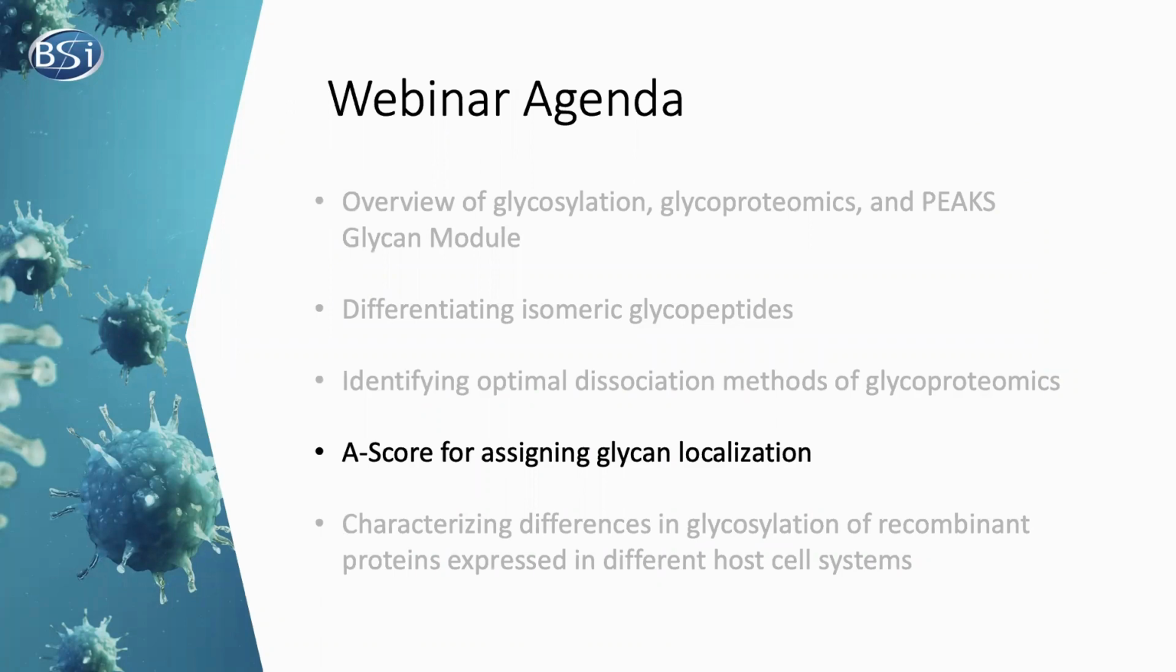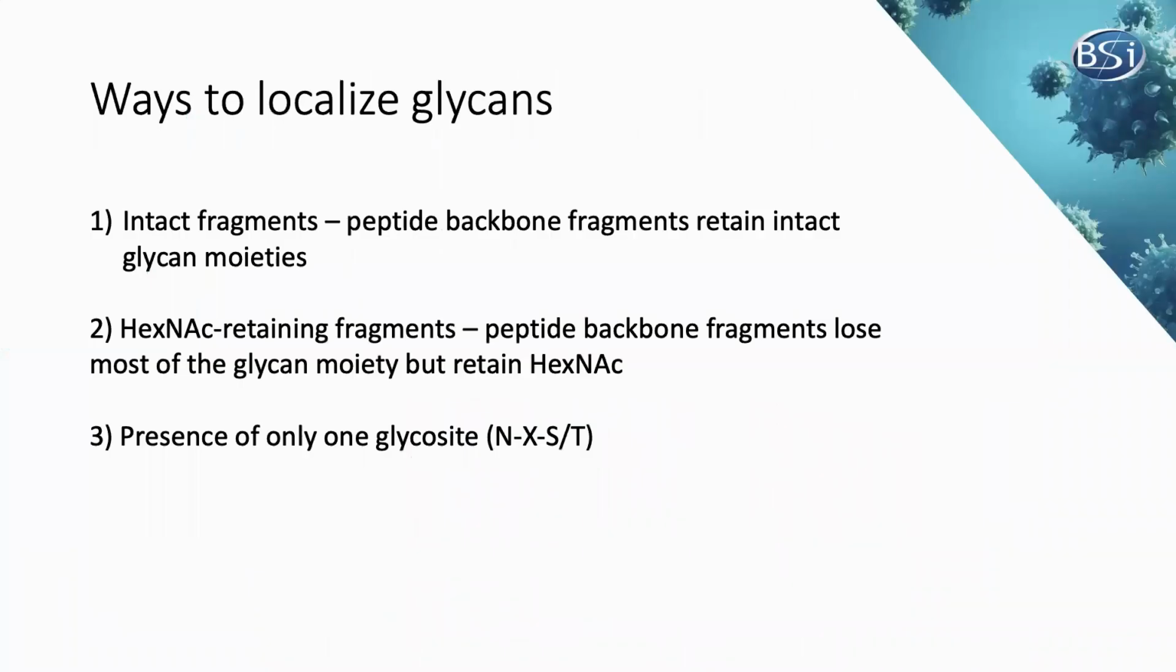Okay, so next I'll go into A-score and how we assign confidence in glycan localization. There are three main ways, and they discuss this in the paper that I was just mentioning. Three main ways of localizing glycans within a particular glycopeptide. One is you can have an intact fragment, and by that I mean you have peptide backbone fragments that retain the intact glycan moiety. So you can assign it to a specific site when the glycan's intact and you have a glycan fragment.